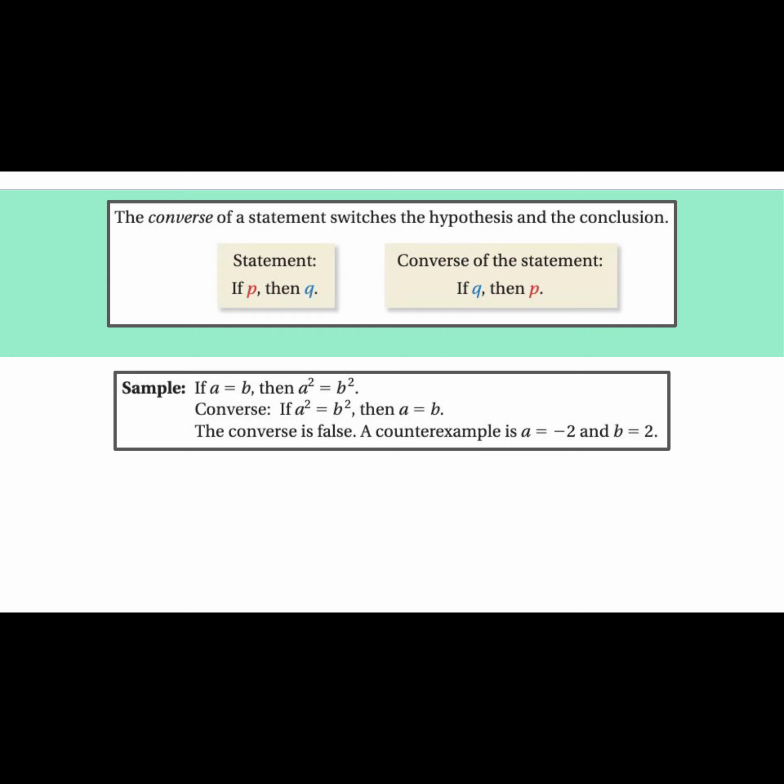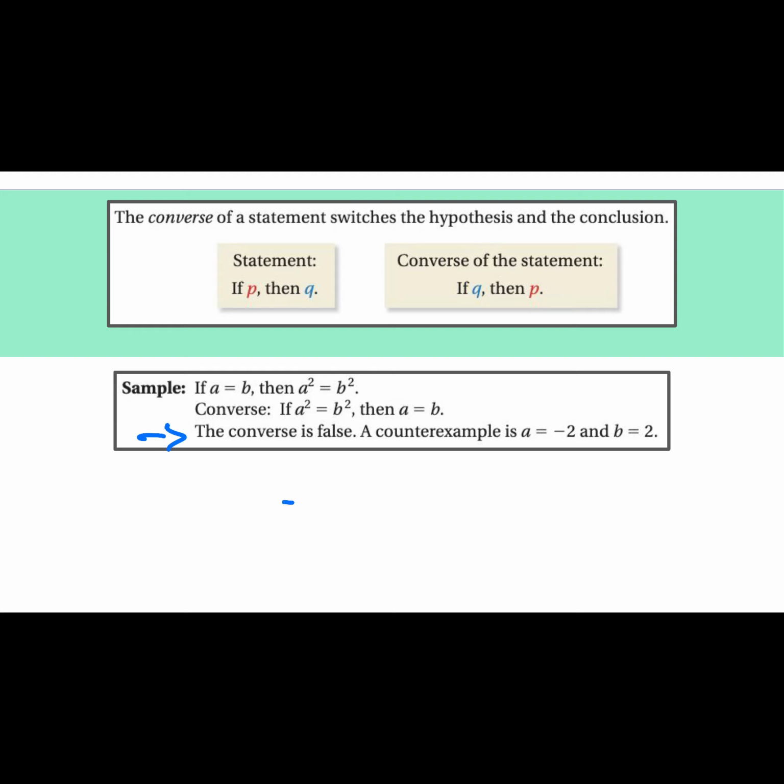A more math example would be like in the second box, if A equals B, then A squared equals B squared. The converse of that would be if A squared equals B squared, then A equals B. So like it says too in this last line, the converse might not always be true. Like it says, a counterexample, or something that shows that the converse is not true, is that if A equals negative 2 and B equals 2, right?